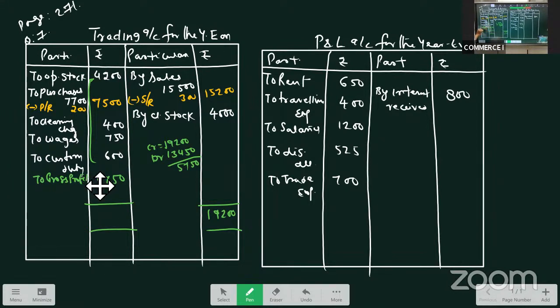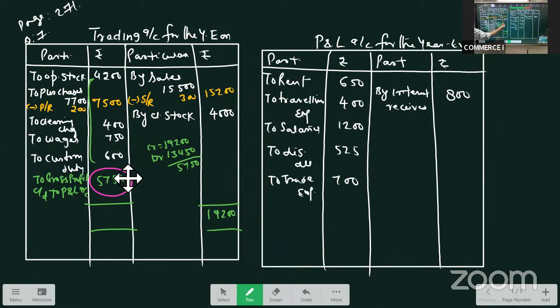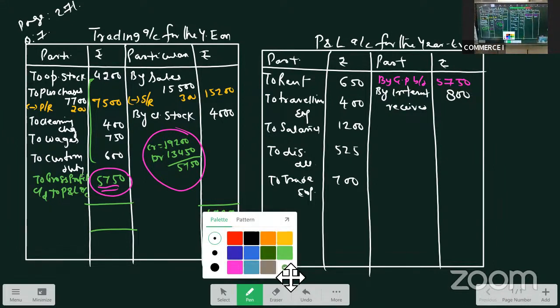This is our gross profit carried down to profit and loss account. Pay attention, please. This 5,750, the difference between credit side total and debit side total, will appear on the credit side of our P&L account now. We term it as gross profit. So this amount, I will take it here as by gross profit brought down, 5,750.